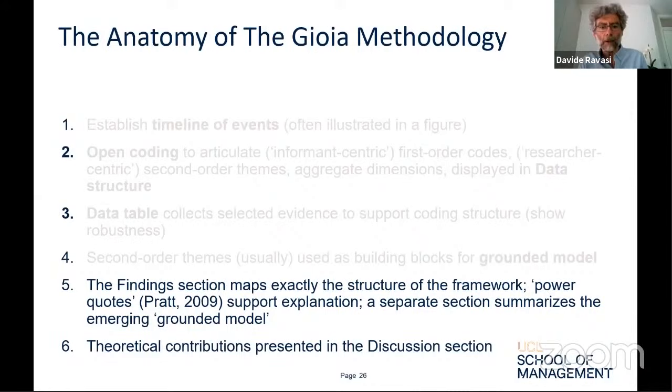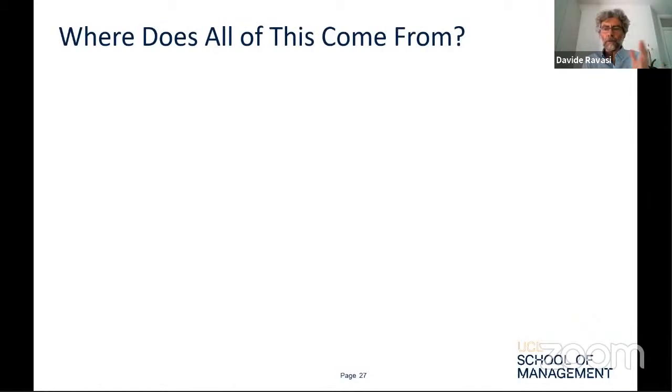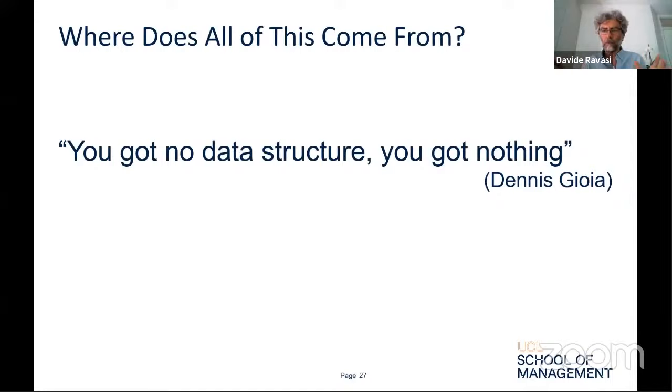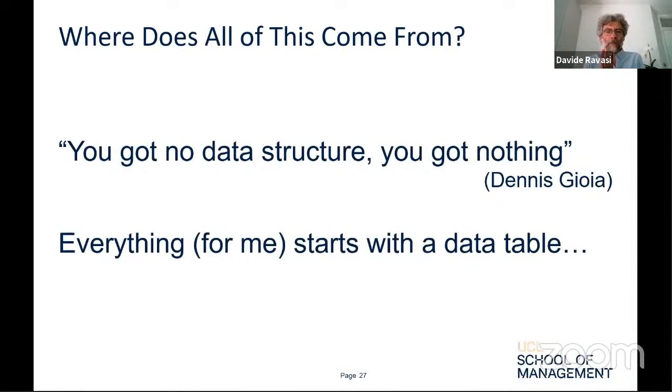So if you're interested, there's going to be one more webinar to talk about that. Okay, now, where does all this come from? I gave you the anatomy, right? As I said, these are the various components. How do you produce those? Dennis Gioia says, you get no data structure, you get nothing. So he placed emphasis on data structure. To me, it's one step earlier. To me, everything starts with the data table.